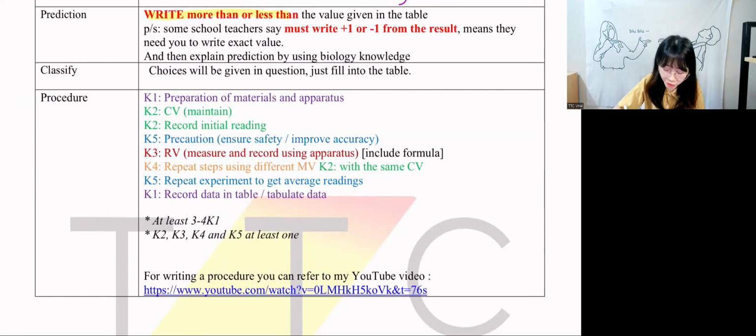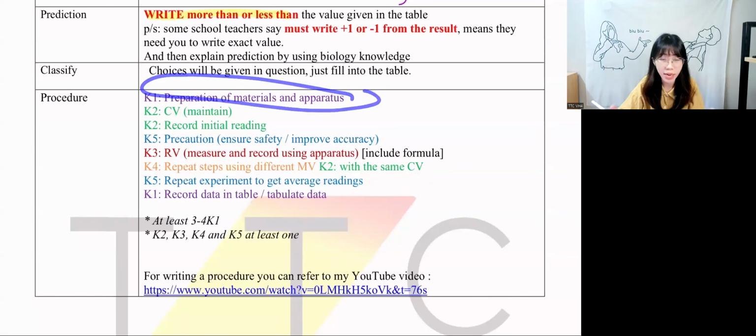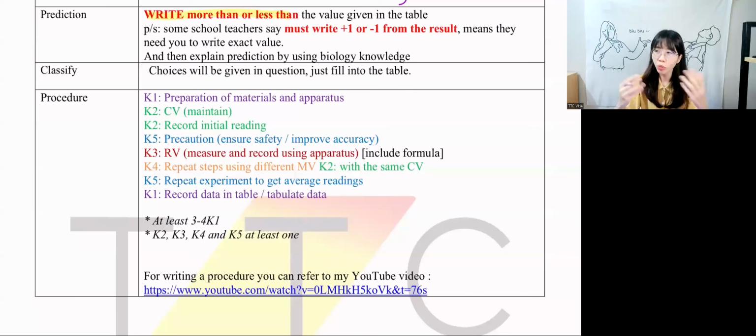What you have to write over here first, you have to prepare the material and apparatus. It means you have to prepare 20 ml of distilled water, measured, and then you put in a boiling chip. Then you do the preparation. You have to write the constant variable, 20 ml of distilled water. You can put it together. You have to record the initial value. You have to write the precaution. I will tell you what the precaution in the energy value experiment is later.